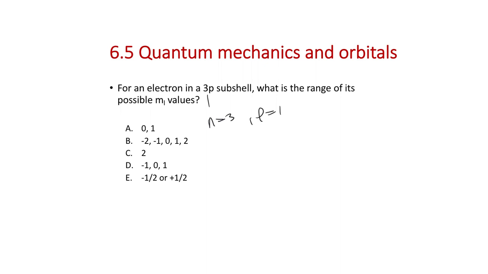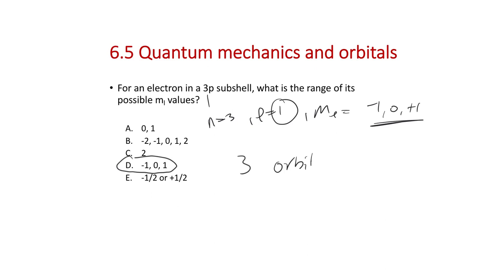Alright, so I suspect we mostly agree. I would bet that it's minus 1, 0, and 1 for the range of m sub L's. And I wanted to mention that we use this L value here for the range of m sub L. So the m sub L range for that subshell is those three values. Meaning for the 3p subshell, we get 3 orbitals.